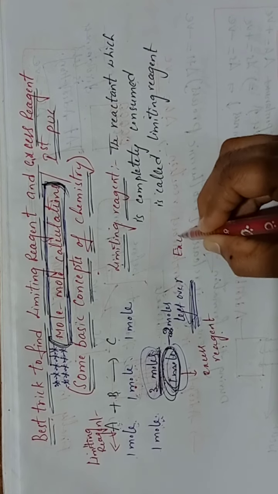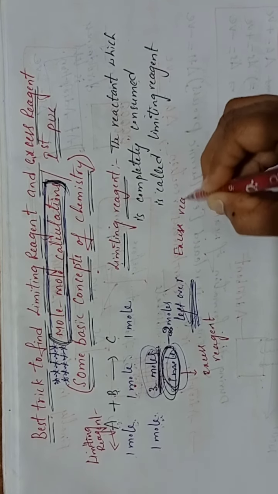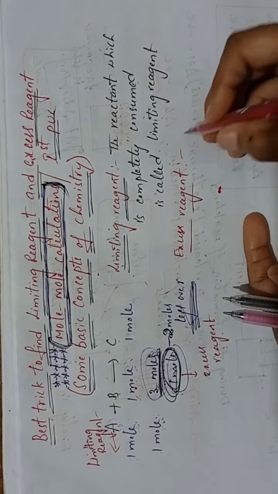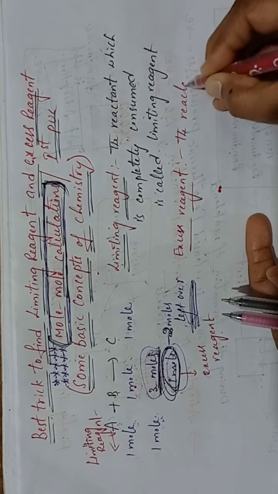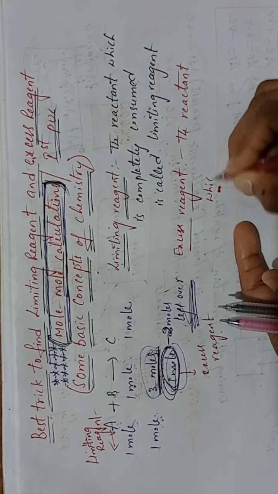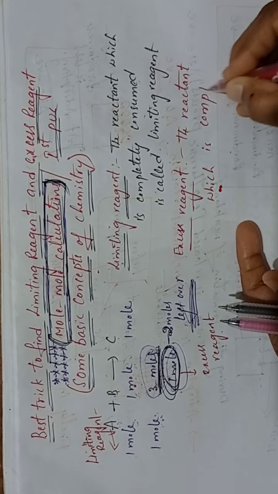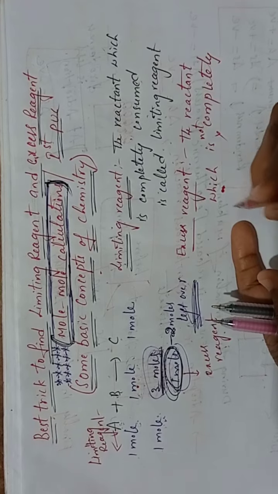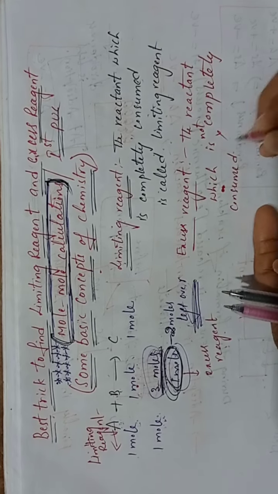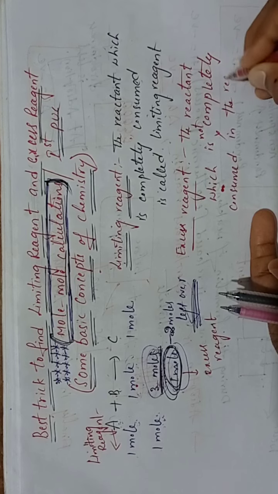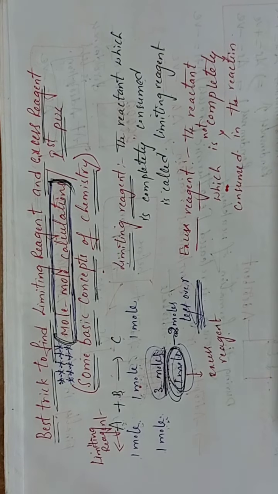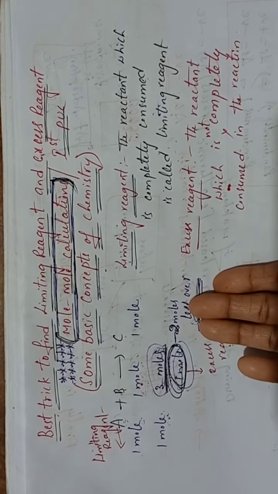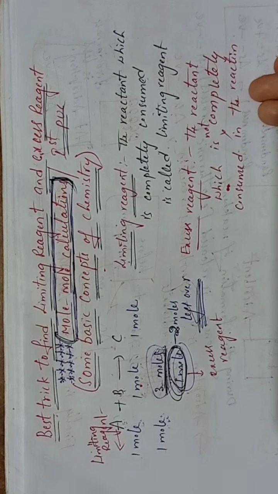What is the excess reagent, students? The reactant which is not completely consumed in the reaction is called the excess reagent. Yes, reactant B is not completely consumed, here 2 moles are left over. Are you following? So that's why we take it as the excess reagent.